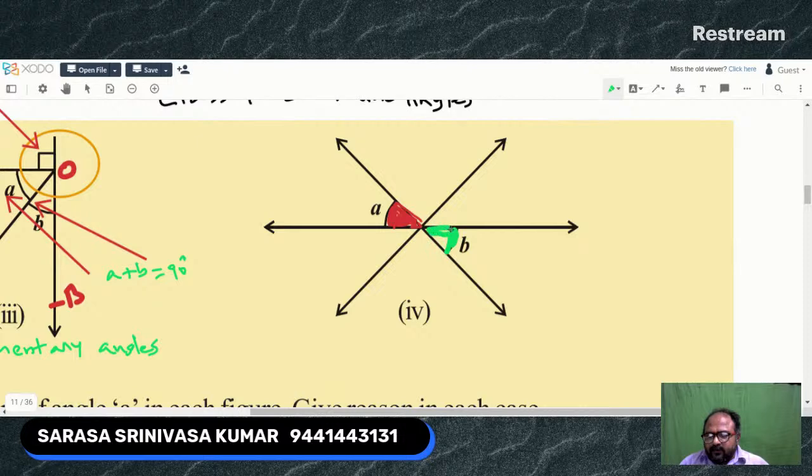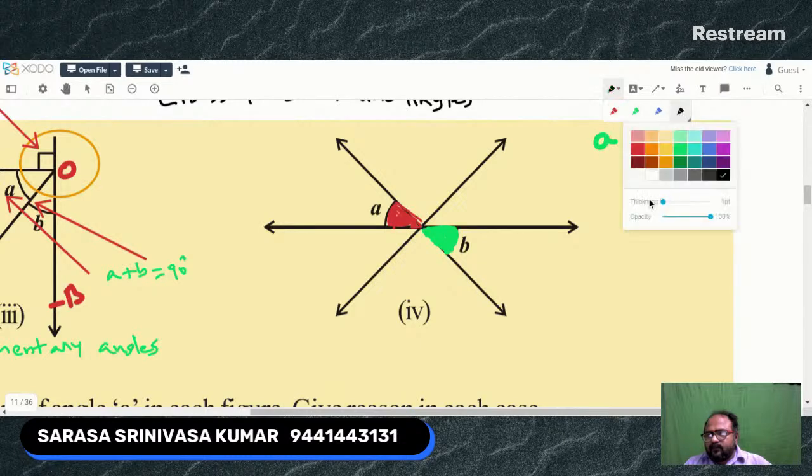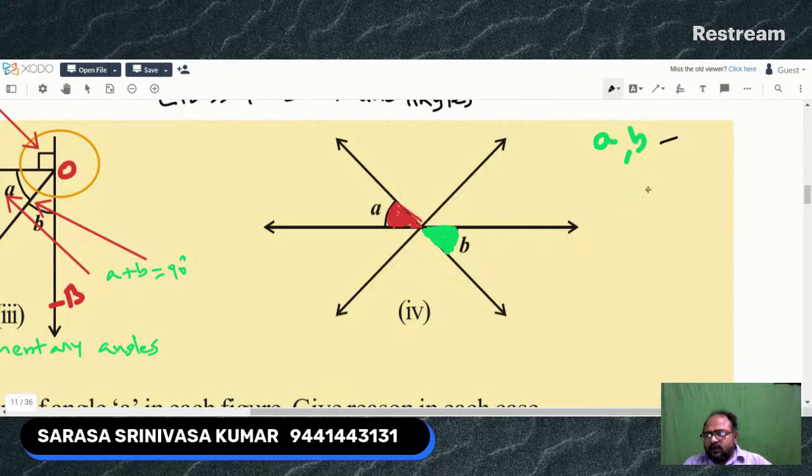From the diagram, we can understand that these two are vertically opposite angles. These two are vertically opposite angles. So we can write angle A and angle B are vertically opposite angles.